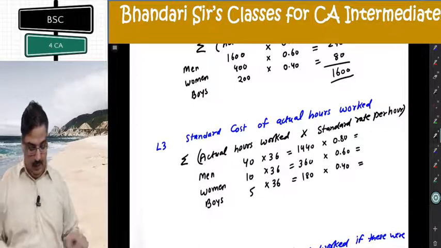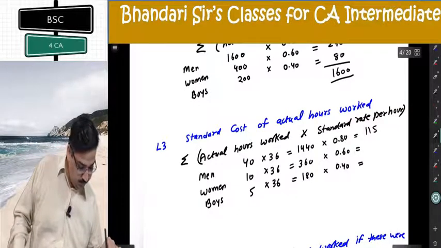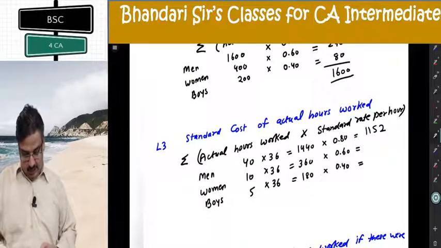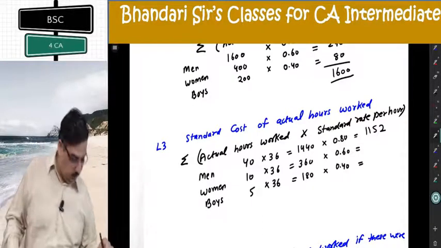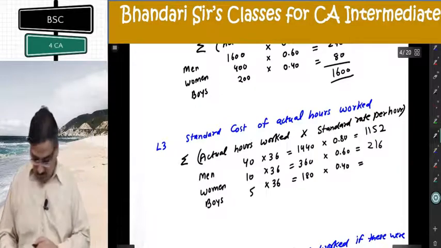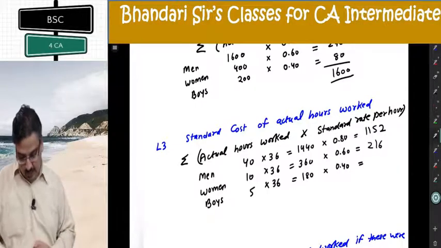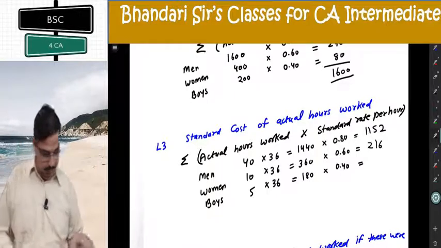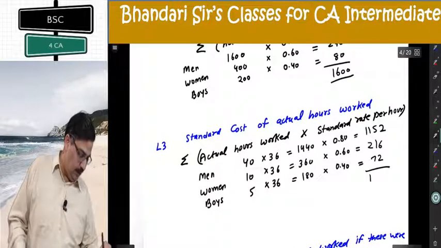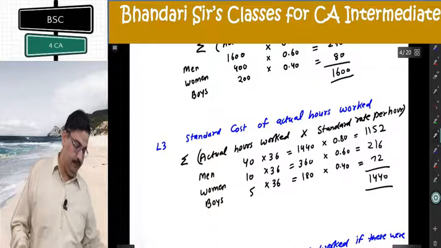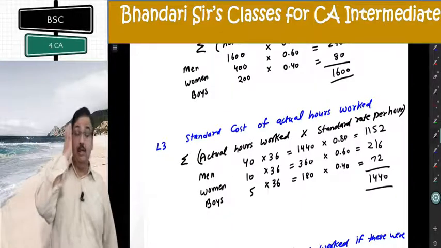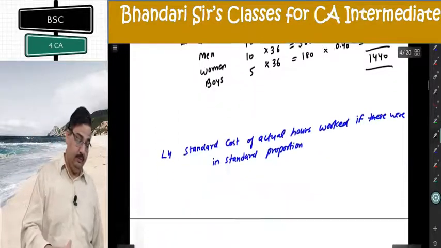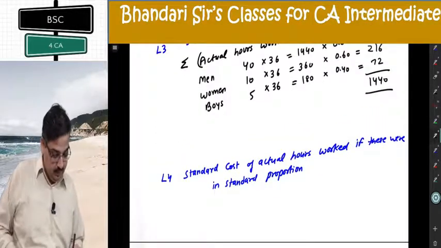1440 into 0.80 is 1152, 360 into 0.60 is 216, 180 into 0.40 is 72. You get again 1440. It is by chance equal to L1. There is no link with L1 otherwise. Now, sub steps.